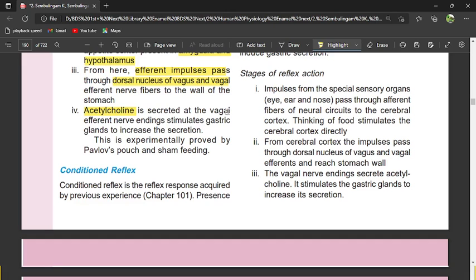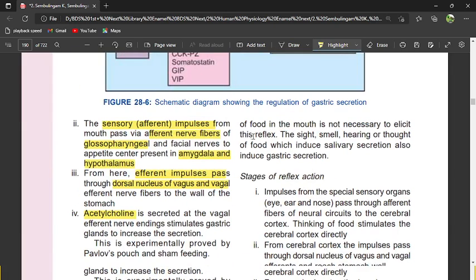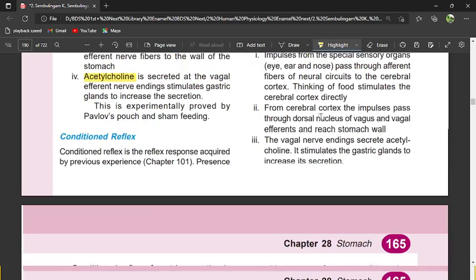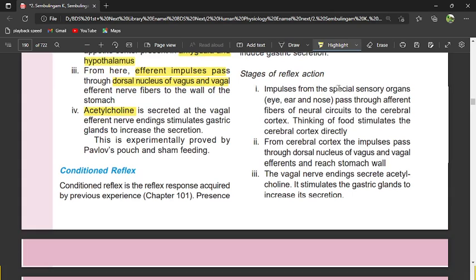What is a conditioned reflex? The conditioned reflex is a response acquired by previous experience also. So suddenly you experience something, like sight or smell of food, and you eat quickly, right? So the impulse from the special sensory organs goes through the afferent fibers and the neural circuits. Then you feel like eating even faster and more.